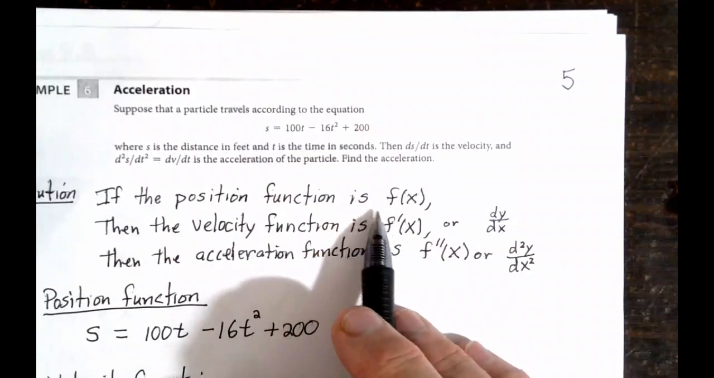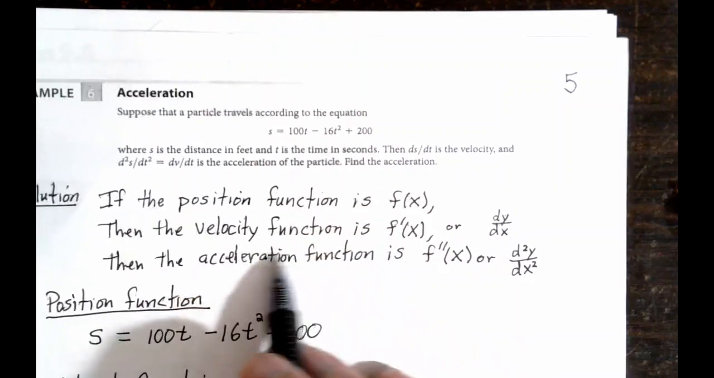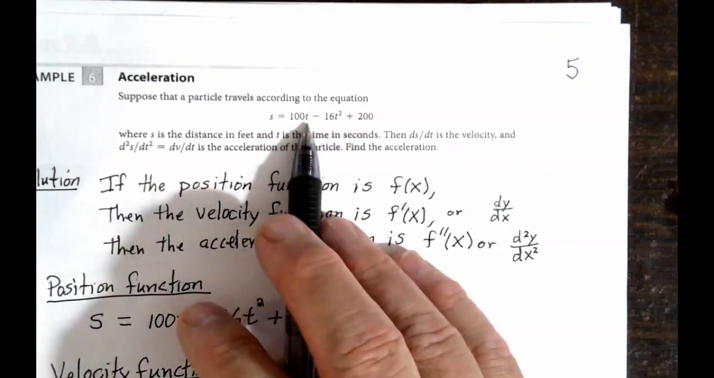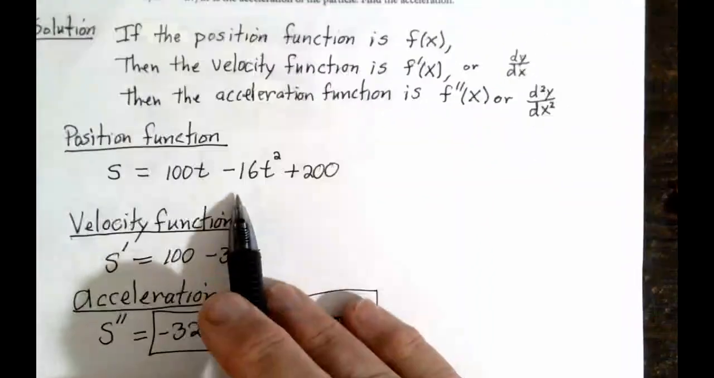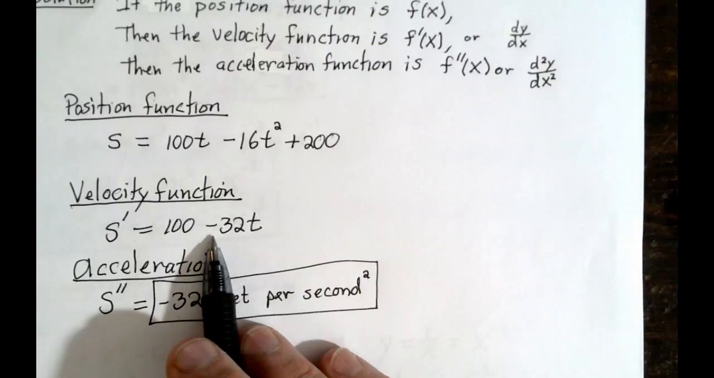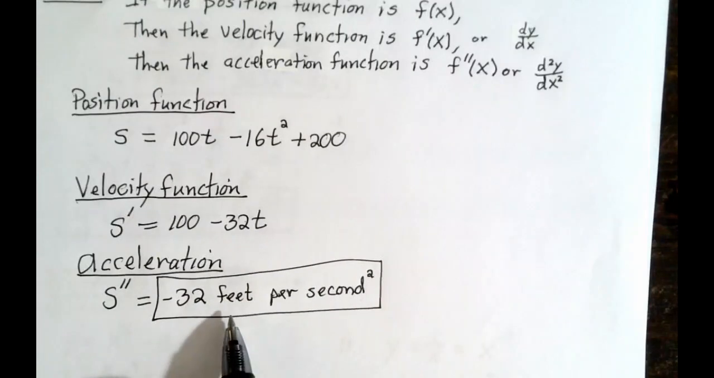If you have the position function for a given function, the derivative is the velocity and the second derivative is acceleration. This is the position function, and they ask you to find the acceleration. So you take the derivative, and that's velocity. Take the derivative of that, and that's the acceleration.